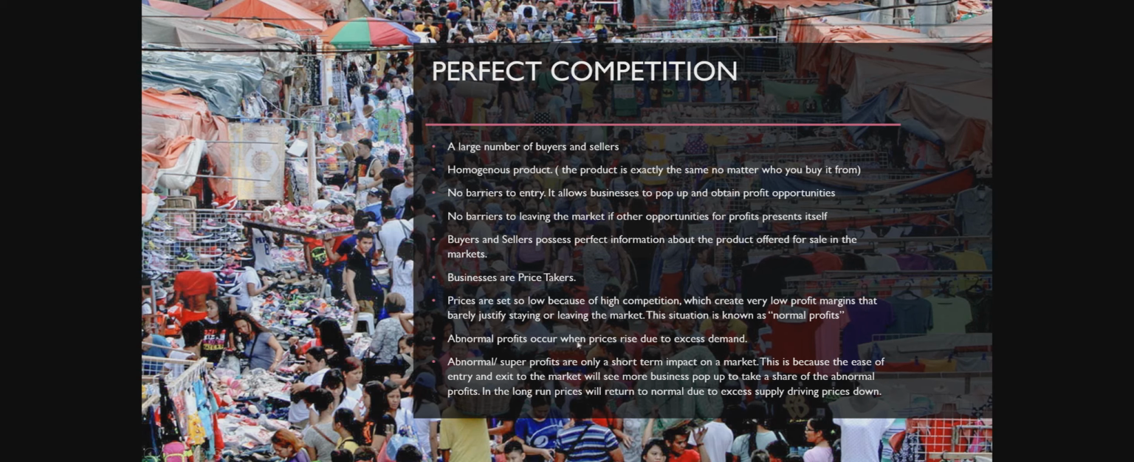So abnormal profits occur when prices rise due to excessive demand. Abnormal and super profits are only short-term impacts on the market. This is because the ease of entry and exit to the markets will see more businesses pop up to take a share of the abnormal profits. In the long run, you will see prices return to normal due to excessive suppliers driving prices down, which ultimately destroys all motives for people who entered the market originally to make those abnormal profits. So they'll leave and things will return to normal.